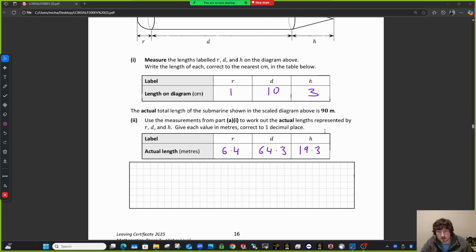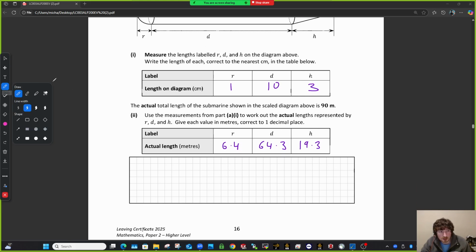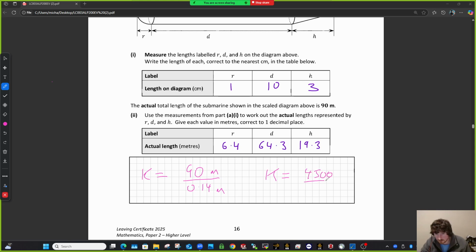So then I was told this is 90 meters in total. So what I did there was work out a scale factor. So I said K, the total here was 14 centimeters. So then I put 90 meters over 0.14, because 14 centimeters is 0.14 meters, and I got K to work out as 4500 over 7.